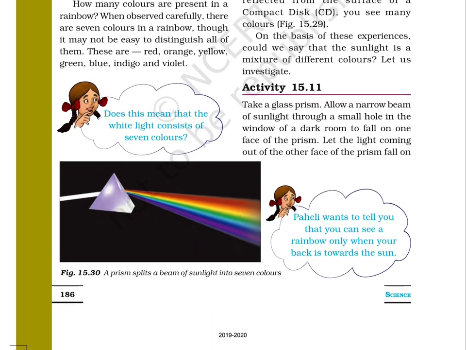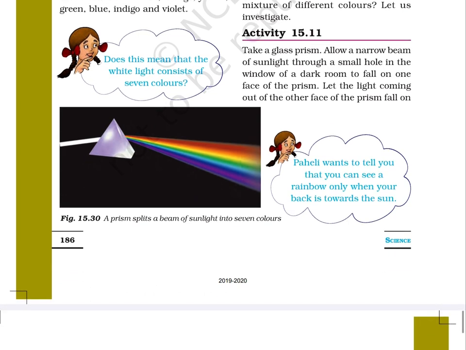Let us investigate. Activity 15.11. Take a glass prism. Allow a narrow beam of sunlight through a small hole in the window of a dark room to fall on one face of the prism. Let the light coming out of the other face of the prism fall on a white sheet of paper or on a white wall. Figure 15.30. A prism splits a beam of sunlight into 7 colors.